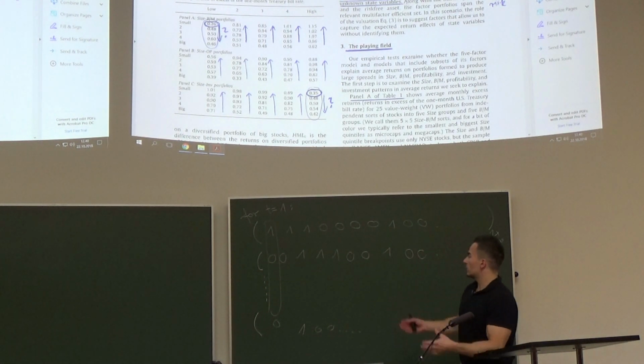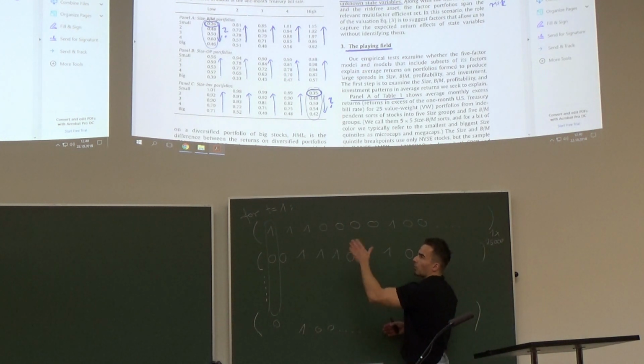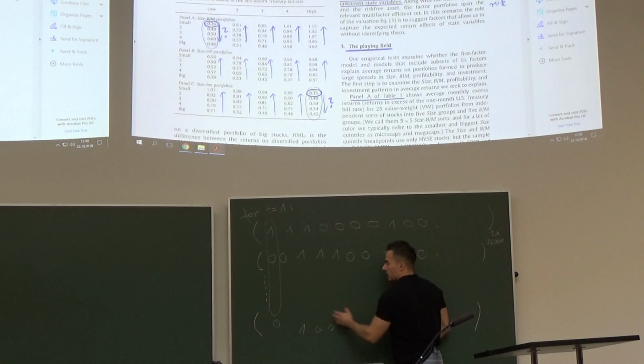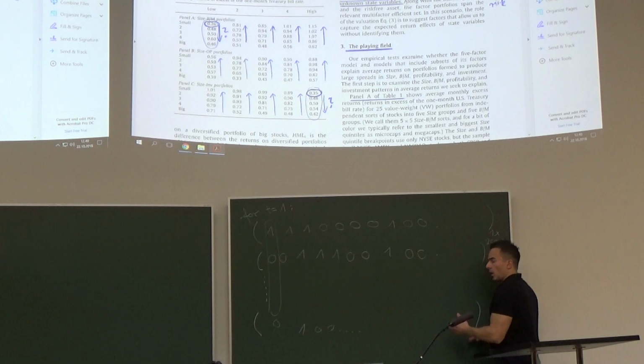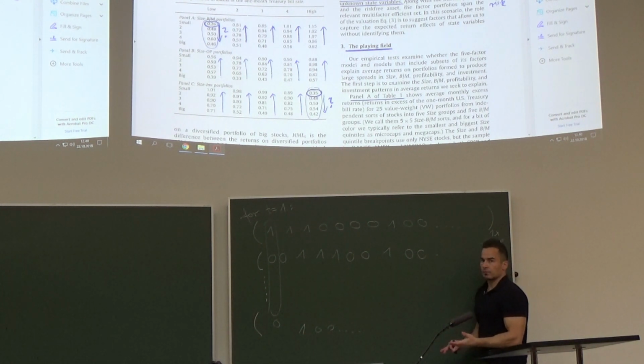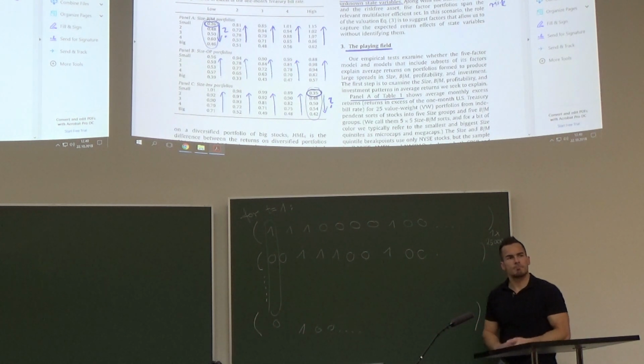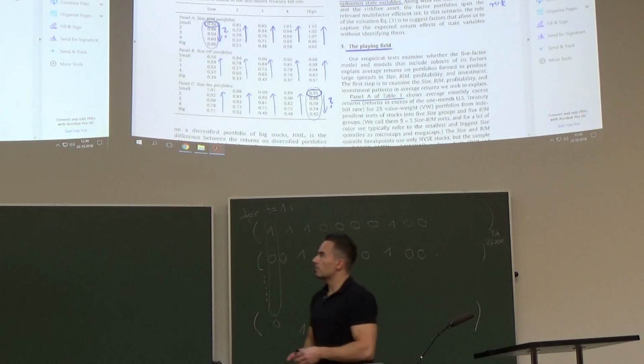And by this, basically, we would control for all of these effects, and our vector would indicate to us where the stocks are that fulfill all of these conditions. Yeah, very simple.